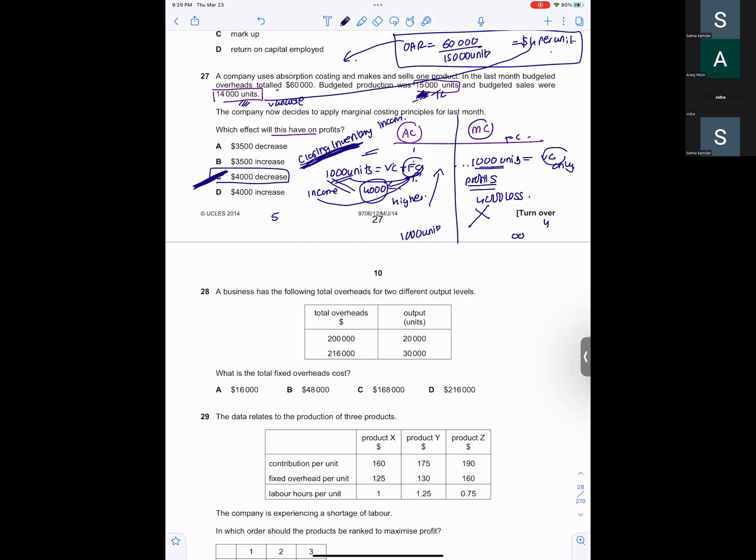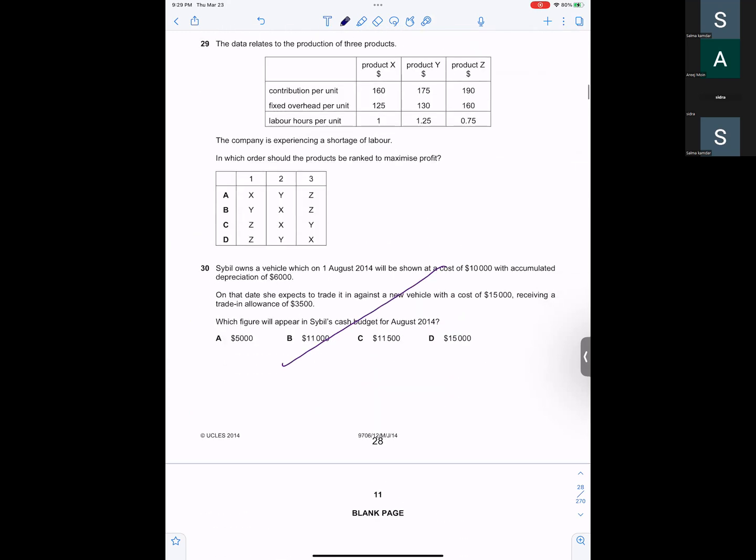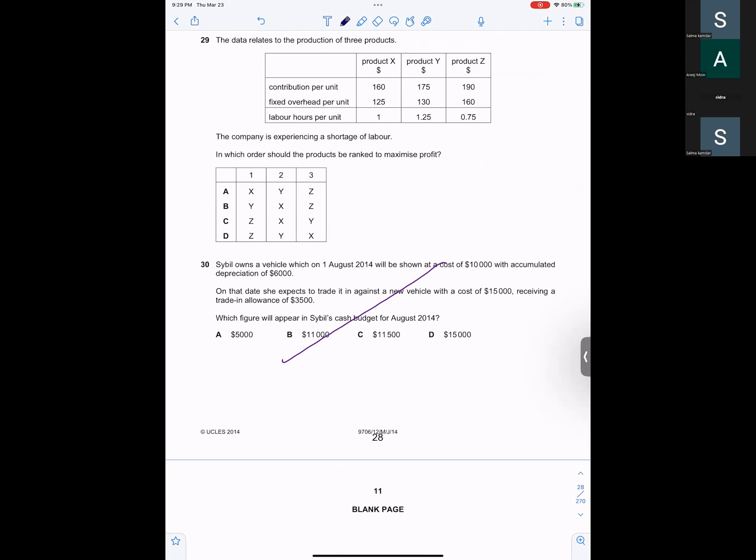We did the 28th, now this is the 29th one. This was in the mock also. The data relates to the production of 3 products: contribution per unit, fixed overhead per unit, labor hours per unit. The company is experiencing a shortage of labor. In which order should the products be made to maximize profit?